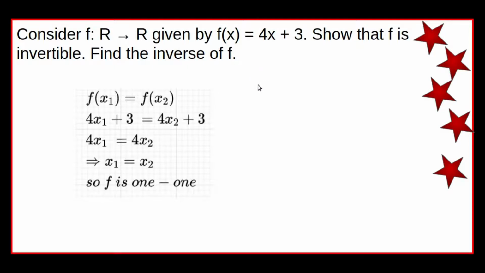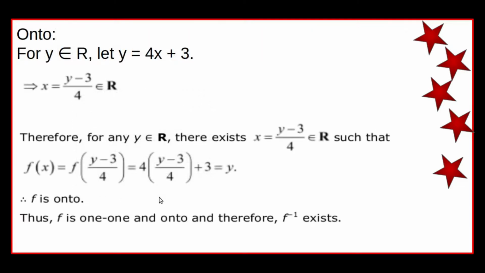To prove f is 1-1, the condition of f 1-1 is f of x1 equal to f of x2 implies x1 equal to x2. So take f of x1 equal to f of x2. F of x is 4x plus 3. F of x1 is 4x1 plus 3. F of x2 is 4x2 plus 3. Subtract 3 from both sides. We get 4x1 equal to 4x2. Dividing by 4, x1 equal to x2. So f is 1-1.